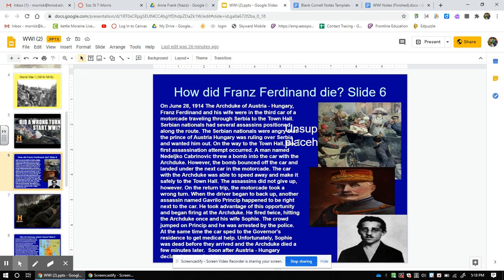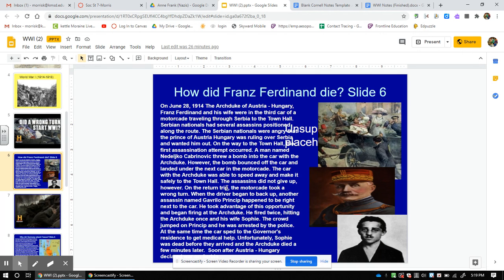On the way to the town hall, the first assassination attempt occurred. A man named, I'll call him Ned Kabranovic, threw a bomb into the car with the Archduke. However, the bomb bounced off the car and landed under the car right next to the motorcade. The car with the Archduke was able to speed away and make it safely to the town hall. The assassins did not give up, however.